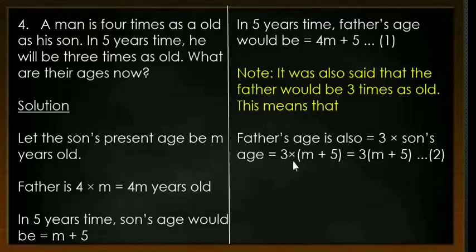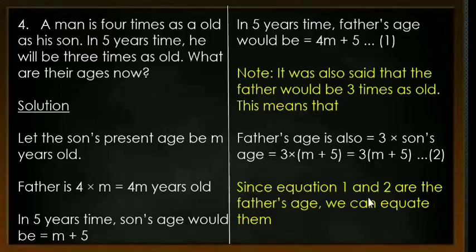Okay, multiplication, brackets simply means multiplication, so we can remove the multiplication sign here to have 3 into brackets m plus 5. We can call this equation 2. Since equation 1 and 2 are the father's age, we can equate them. What this simply means is this.